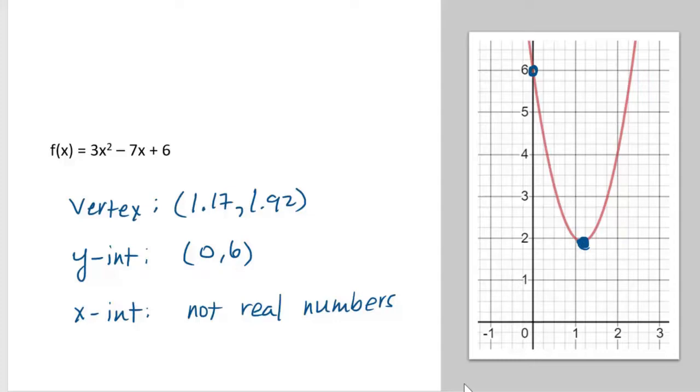You can use symmetry, so find the axis of symmetry. It's the vertical line that runs through the vertex, which allows us to mirror the point 0, 6 on the other side of the parabola. So this function starts above the x-axis, and because it opens upwards, and it opens upwards quite quickly, in fact, it never crosses the x-axis. So there are no real roots for this function.